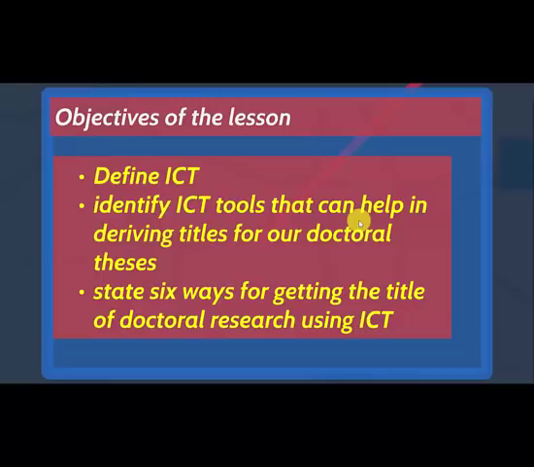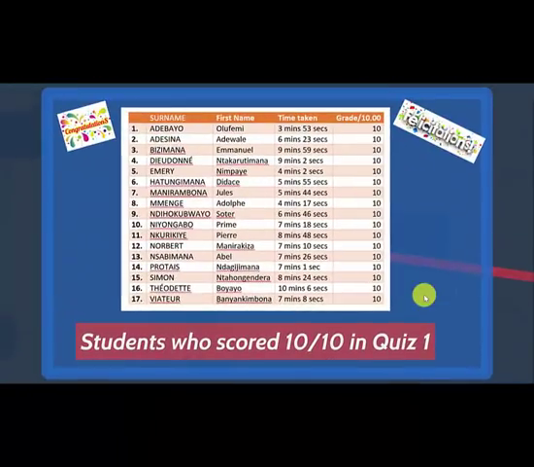What are we going to learn in this lesson today? The objectives are for us to define ICT and to identify the tools that can help us, the ICT tools that can help us for deriving the titles, and then state 6 ways for getting the title of doctoral research.